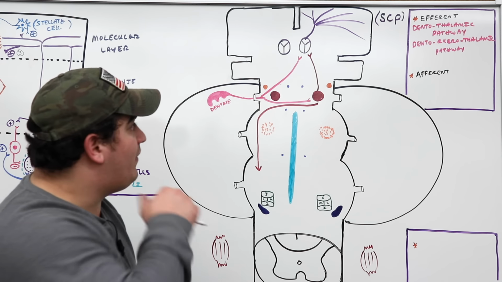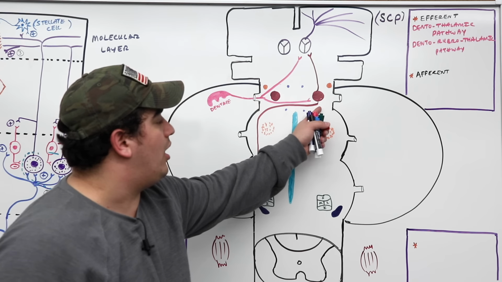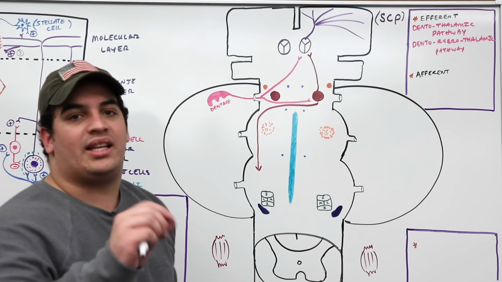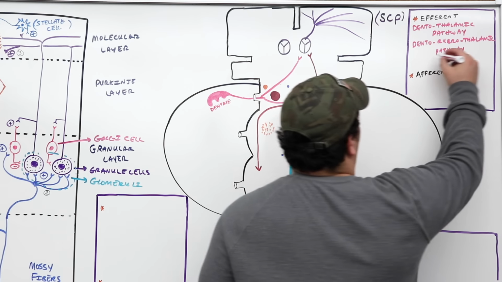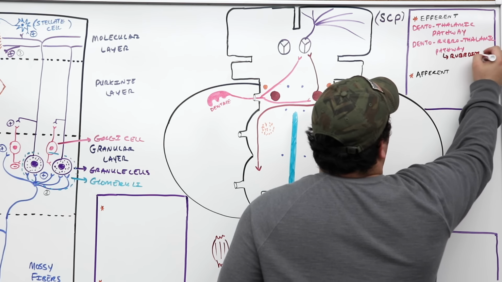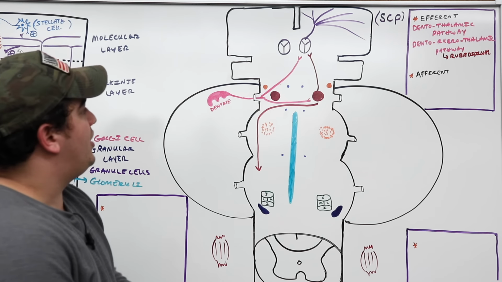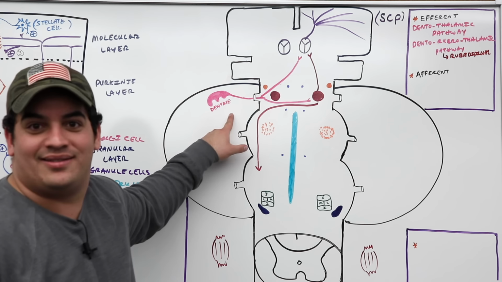So again, the efferent pathways I want you to remember are dentate to thalamus, and dentate to the red nucleus to the thalamus. But another pathway with this is the rubrospinal pathway. Another thing is it doesn't have to be just the dentate nucleus that receives information.